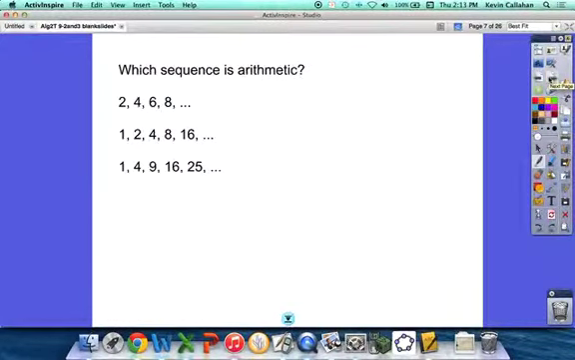So which one of those was arithmetic? The first one, right? The first one is the one where it looks like you keep adding 2. Okay, so this one is the arithmetic. Now, if you go back to their definition, the technical definition is the difference between consecutive terms is constant.